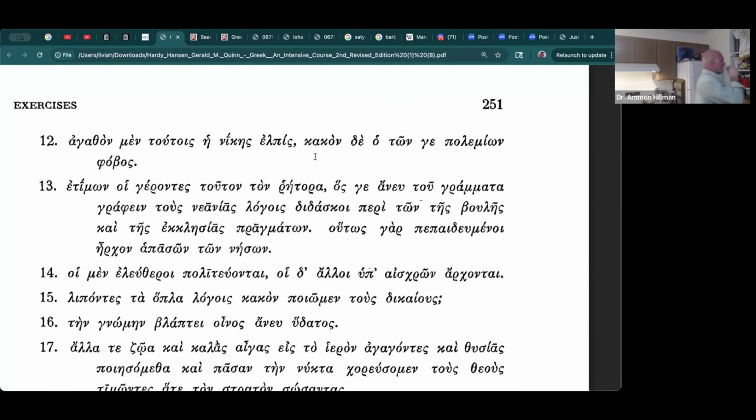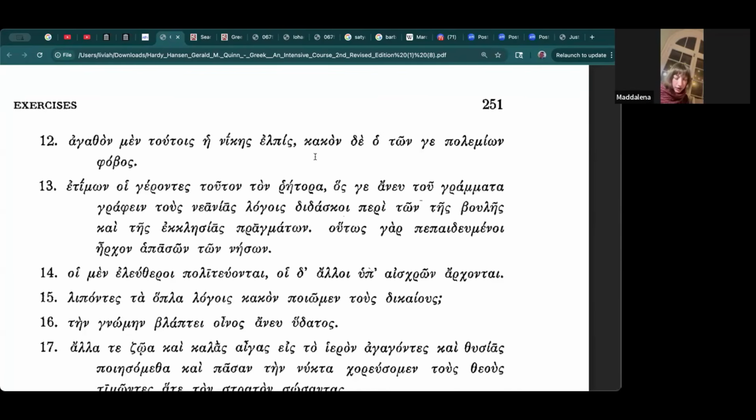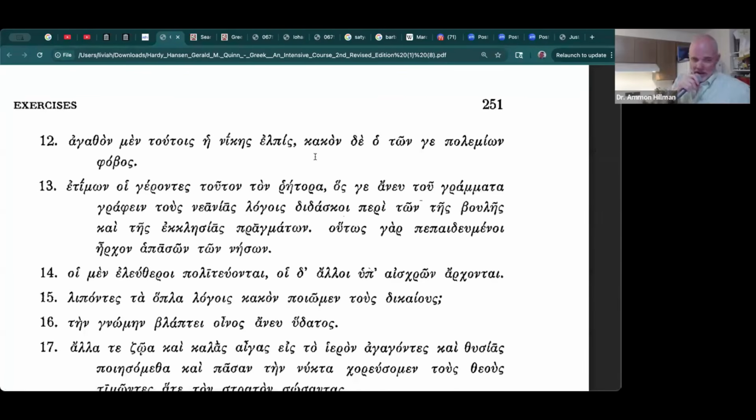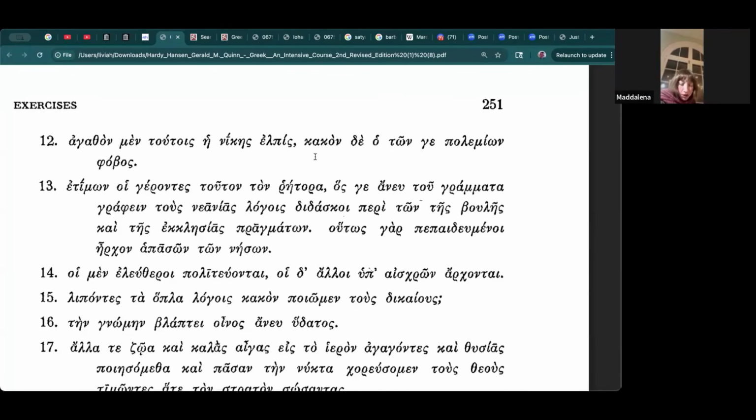Now, is that a subjective genitive or an objective genitive? Is it the subject or the object? The victory is the object. Good. The elpis is focused on that object. It's not victory sitting there hoping. So, objective genitive. Nice job.